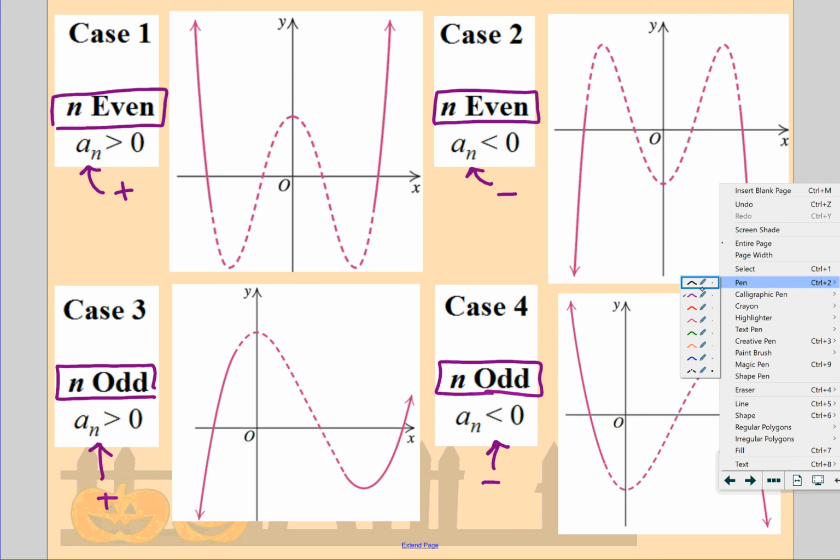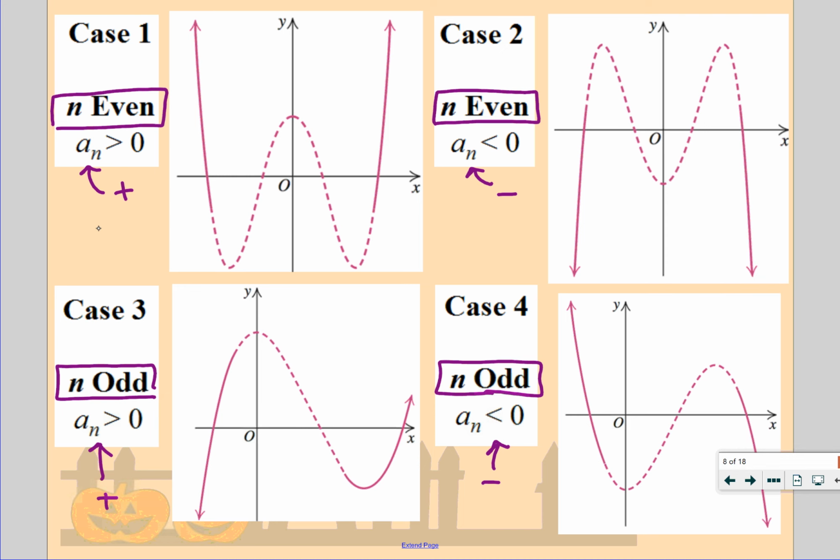The four shapes that are really happening here are a parabola going up, a parabola going down, a cubic function that's increasing from left to right, like x to the third, and then a cubic function that's decreasing from left to right, the opposite of our x to the third. Those are the four kind of shapes we're going to think about when we talk about end behavior of a polynomial.